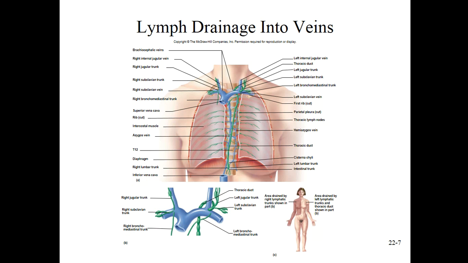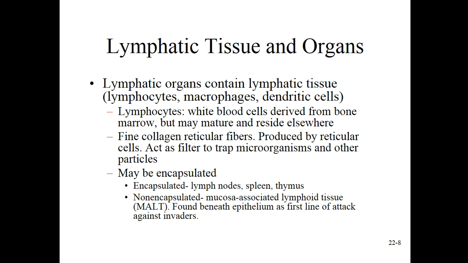Here we see another illustration showing us where the thoracic duct empties and where the right lymphatic duct empties. And this tiny picture shows us the distribution of collection of lymph of those two different lymphatic ducts.